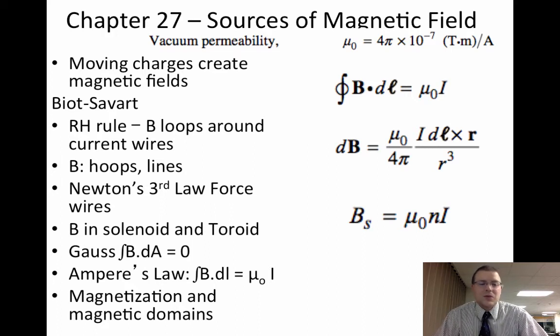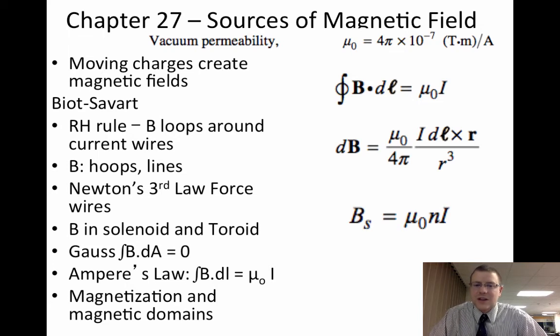Gauss kind of proved that there's always two poles to magnetic fields, a north and a south, but it didn't help us calculate the magnetic field strength, and that's where Ampere came in. Ampere took the magnetic field dotted with the length, and that equals mu0 times the current that passes through that flat area.